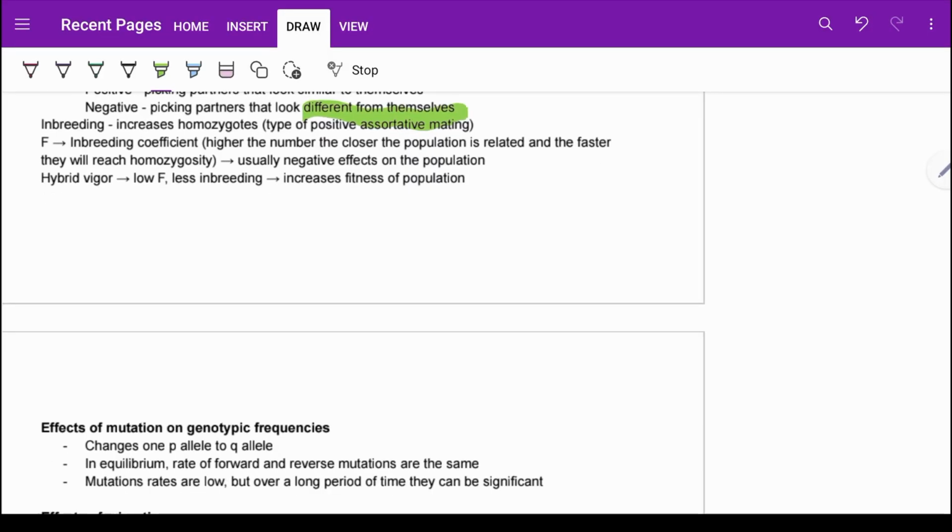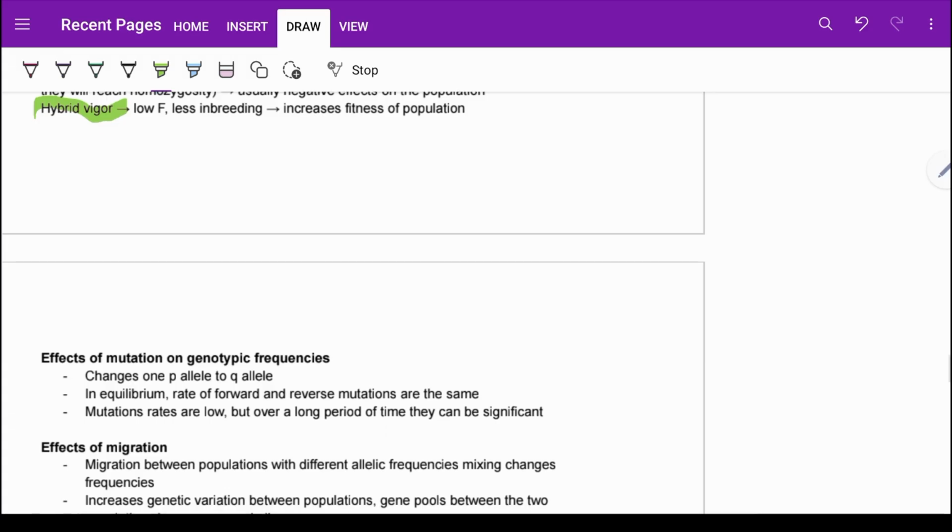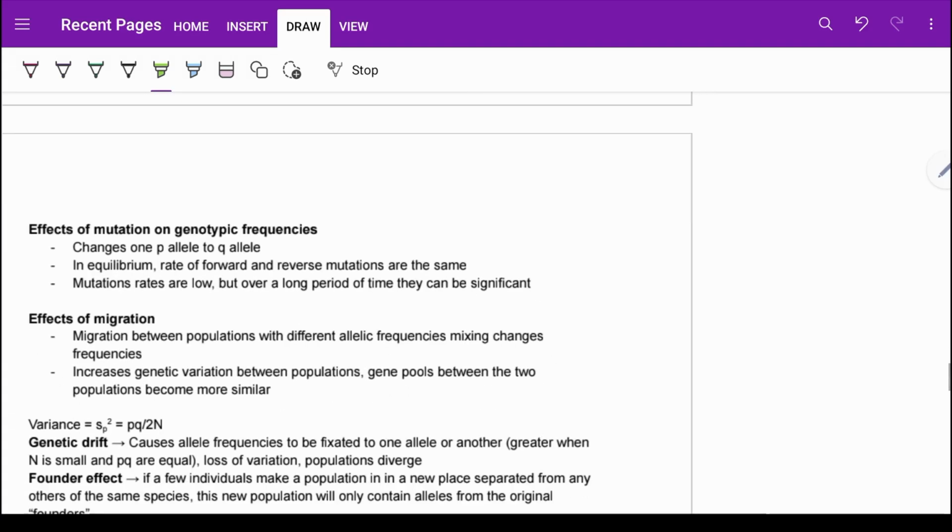And we have a factor called hybrid vigor, which means you have a low F, meaning less inbreeding, and the fitness of the population is usually higher. Although it is worth noting that a lot of simpler organisms, like slugs, can actually thrive off of inbreeding. It's not terribly detrimental to less complex organisms.